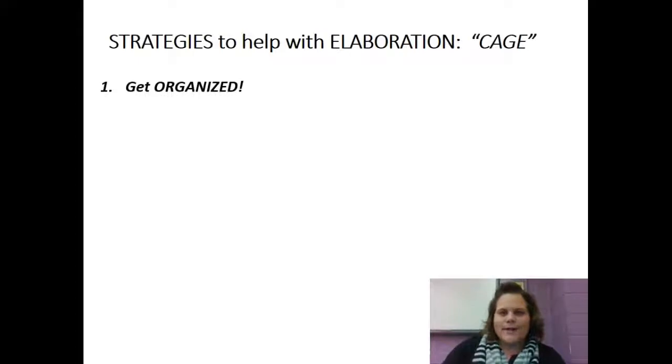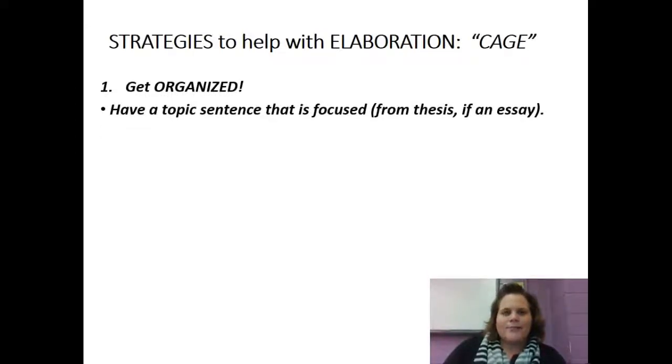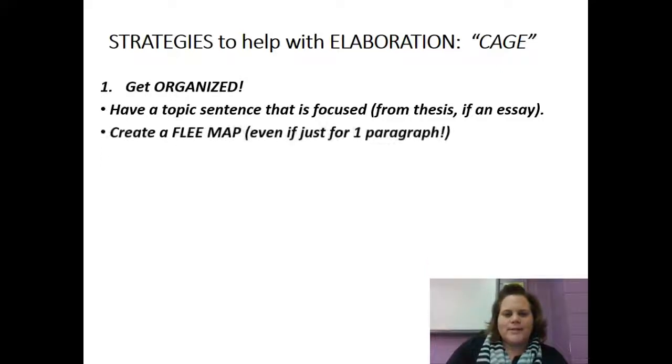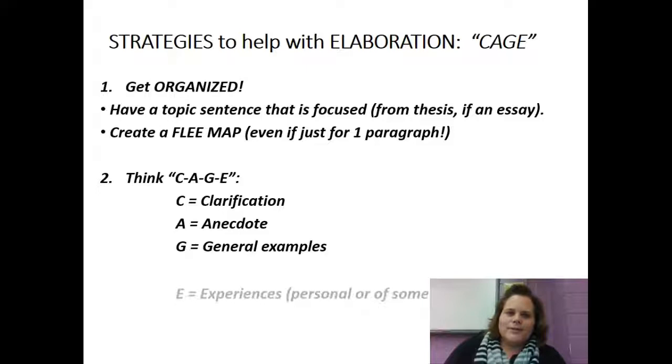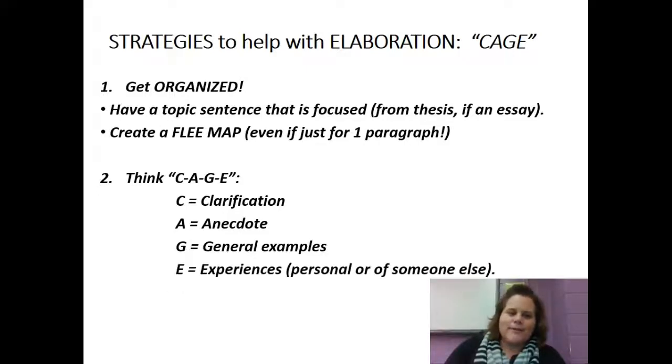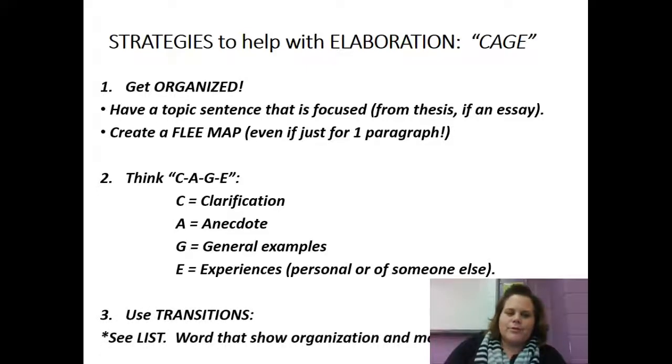Please remember, we're going back to the beginning here. We want to make sure we're organized. So today we're just going to work on a paragraph. So we have a focused topic sentence, and we're going to create a flea map for just one paragraph. Remember types of elaboration, the clarification or explaining it. Anecdote is telling a little story. A general example is pretty much a fallback that works every time. Sharing an experience of yourself or someone else briefly. And using transition words to make sure you show your organization and move between ideas. So all these things we're going to put together.